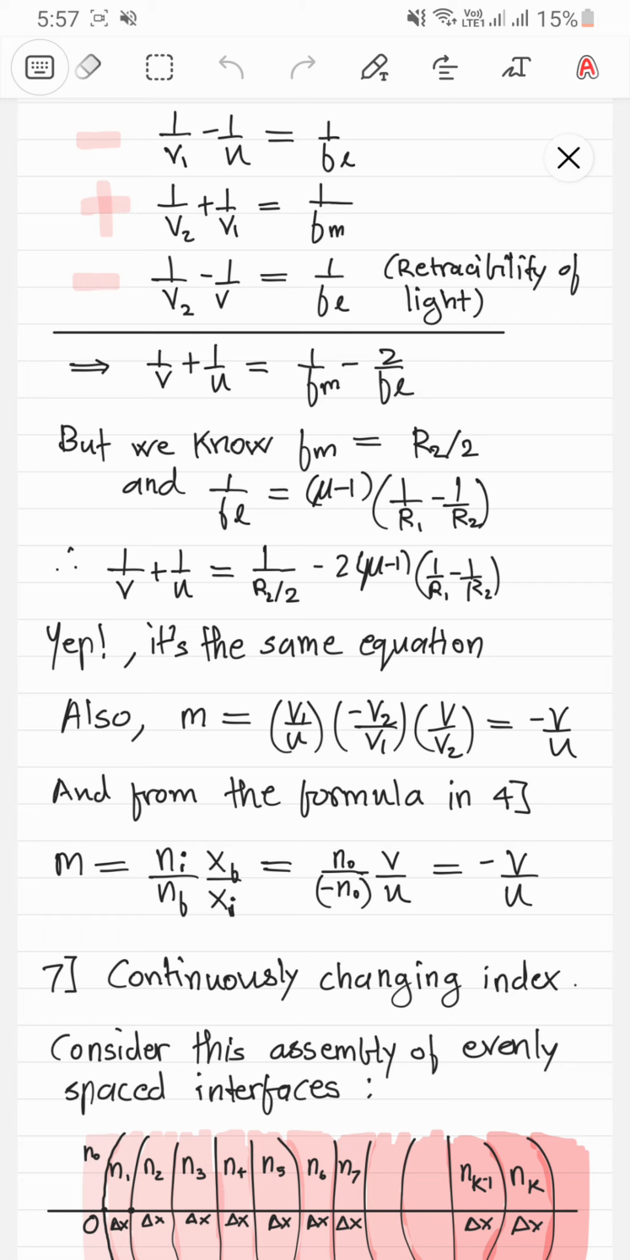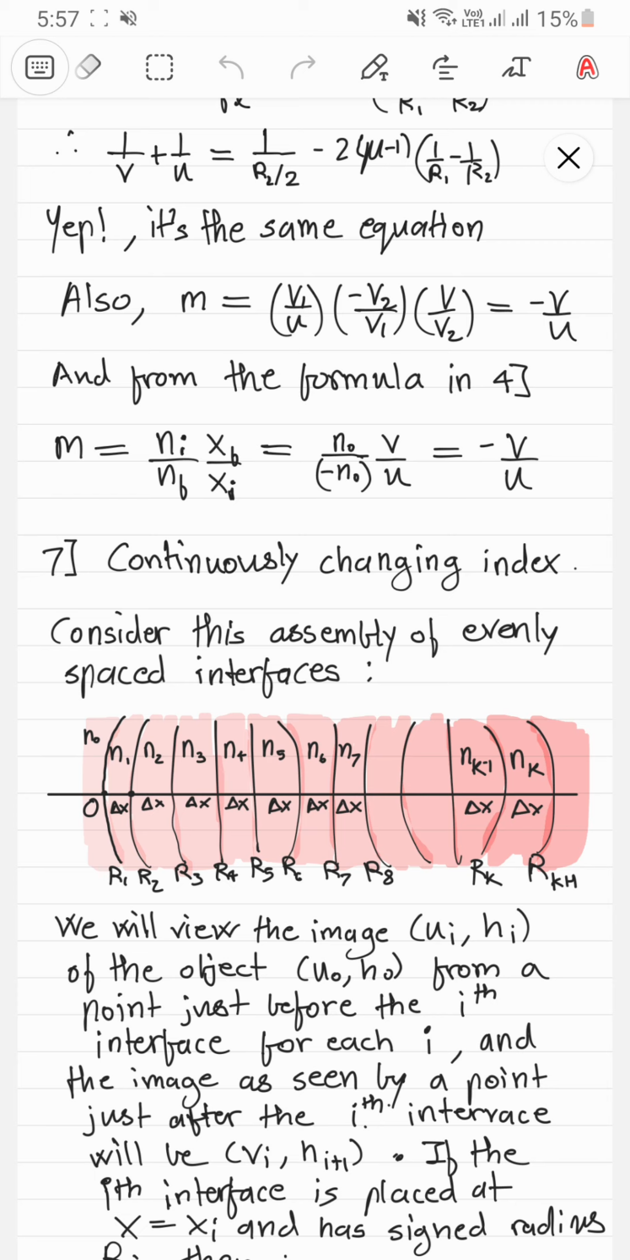So this is good and all, and finally we are going to this thing, continuously changing index. How did I come to this? Why did I even think of it? The thing is, our formula n2 upon v minus n1 upon u is equal to n2 minus n1 upon r. It looks much like a difference on the left hand side and a difference on the right hand side. So I thought that maybe if I could make the differences small, then I could write down a differential equation. So that's what I did.